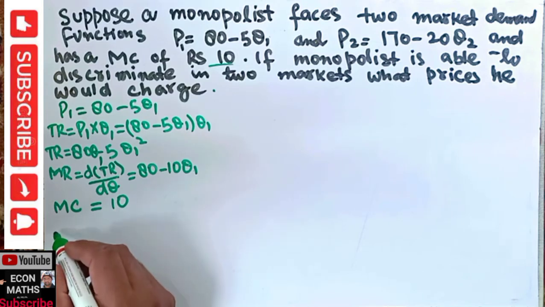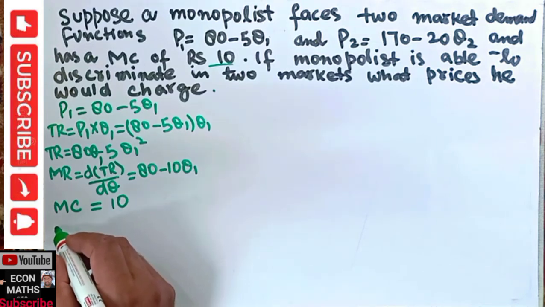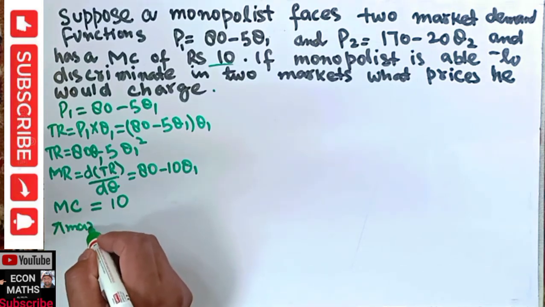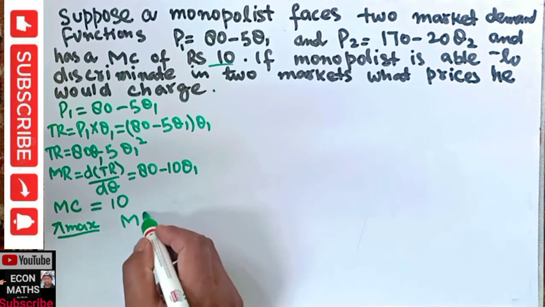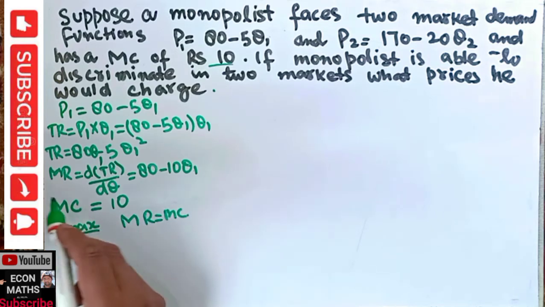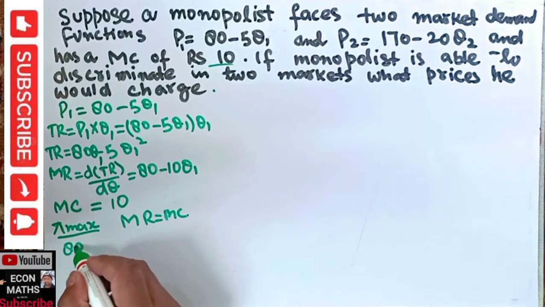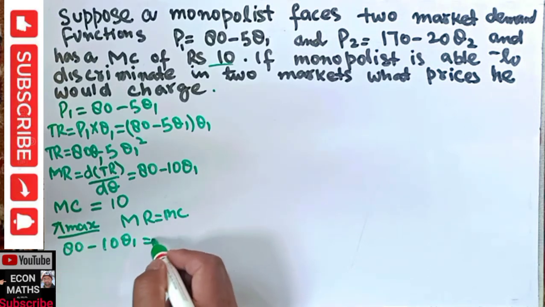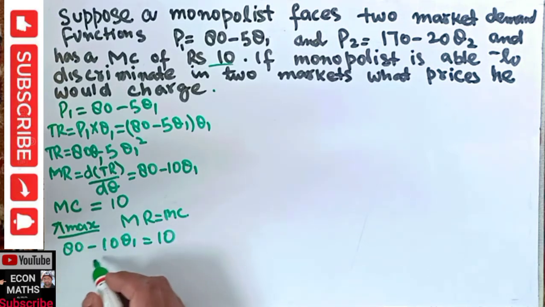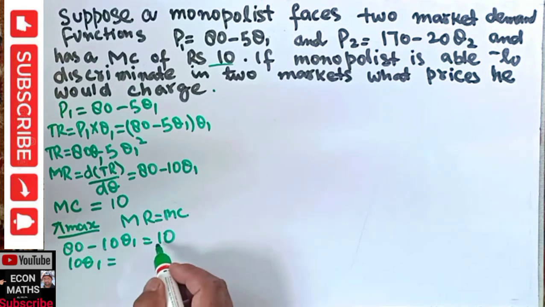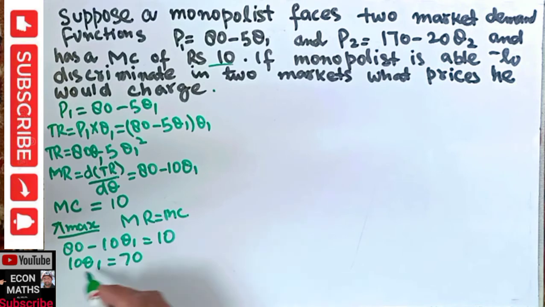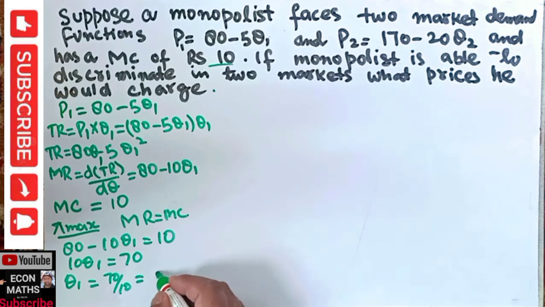For profit maximization, the condition is that marginal revenue should be equal to marginal cost. So 80 minus 10 Q1 should be equal to 10. When solving, we get 10 Q1 is equal to 80 minus 10, which is 70, or Q1 is equal to 70 divided by 10, which implies the equilibrium quantity would be 7.